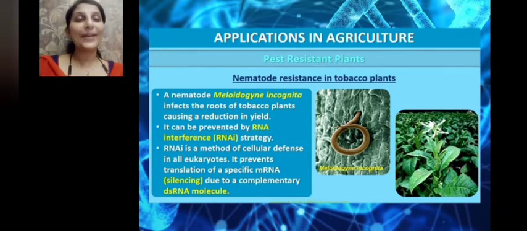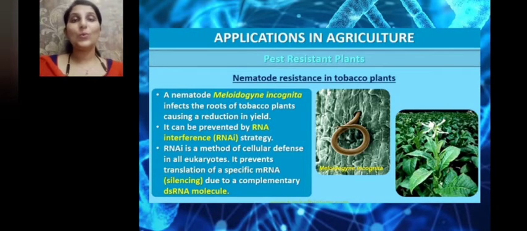And this can be prevented by a technique or strategy called RNA interference, or RNAi. RNAi is a method of cellular defense. It's a method of cellular defense in all eukaryotes, taking place as a natural method of cellular defense. What is RNA interference? It prevents the translation of a specific mRNA.